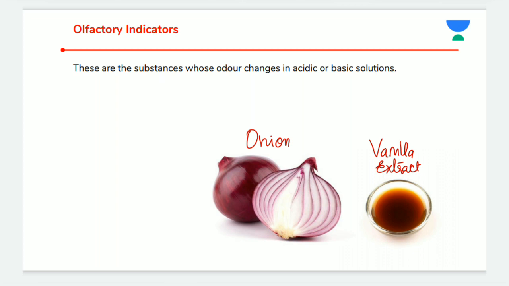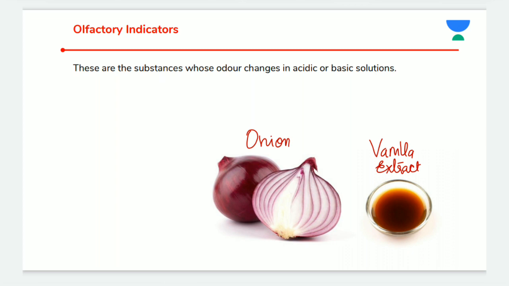So dear student, what kind of indicator is this which changes its own smell? When? When it comes in contact with acids and bases. These are the substances whose odor changes in acidic and basic medium. So what are those indicators? Onion and vanilla extract. Also the clove oil. So these are all natural materials, but they are changing the smell. Many times in CBSE exams, in your board exams, it has been asked what is an olfactory indicator. So olfactory indicators are the ones which change their smell when they come in contact with acids, bases. And when they come in contact with a neutral material, there will be no change in the smell. So this is what you have to remember, what olfactory indicators are.